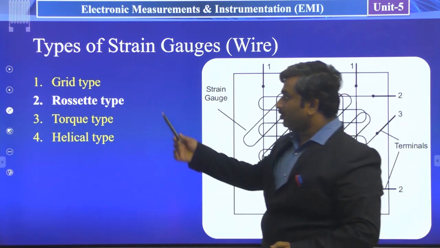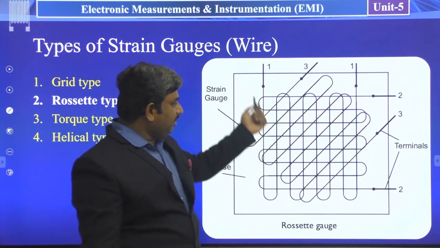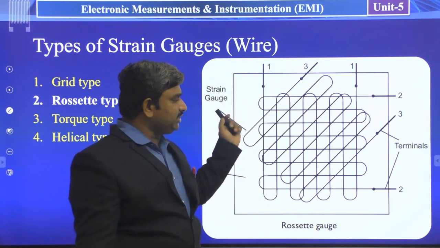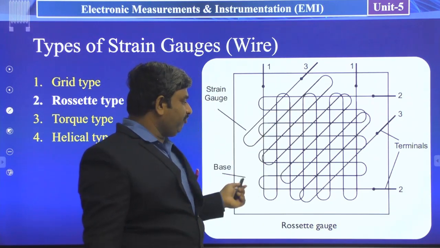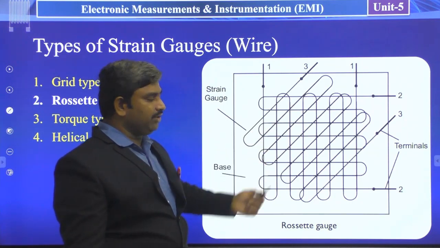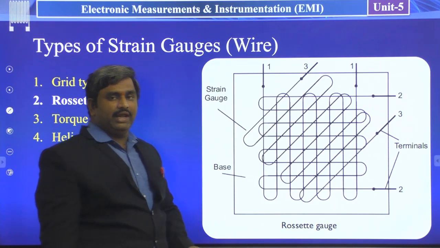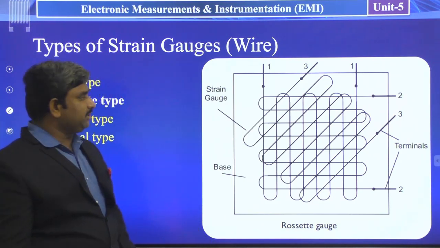Next, the Rosette type of strain gauges. This is the Rosette type strain gauge. Here we have the vertical direction, the horizontal direction, and the 45 degree angle direction, that is, the inclined direction also. Here we are representing the structures. So this is the Rosette type strain gauge representation.